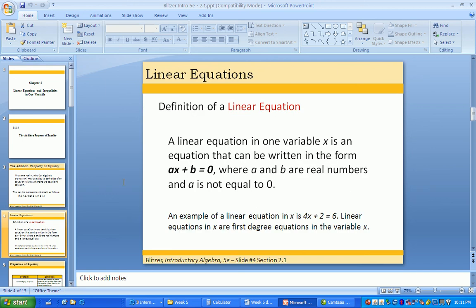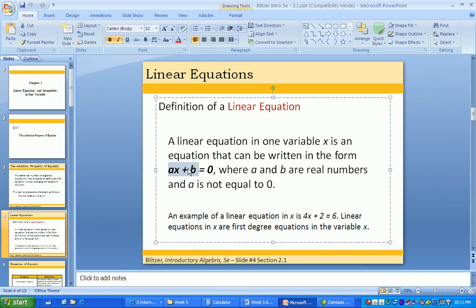And the definition of a linear equation, you see we have the form ax plus b is equal to 0, where a and b are real numbers and a is not equal to 0. So that means we actually have a coefficient with an x in there. Later on we'll learn that the reason they call it a linear equation is because these types of equations, ax plus b, when you graph them out, make lines. The graph of this is a line, and we'll cover that later on.